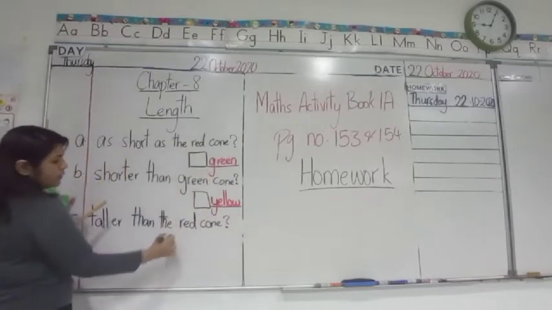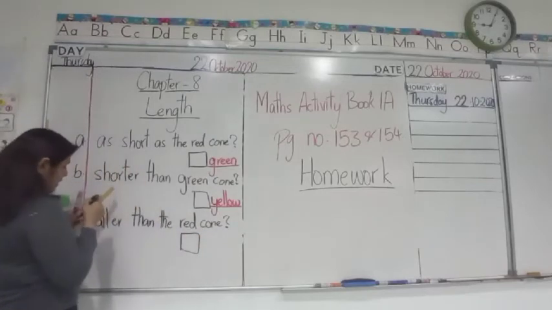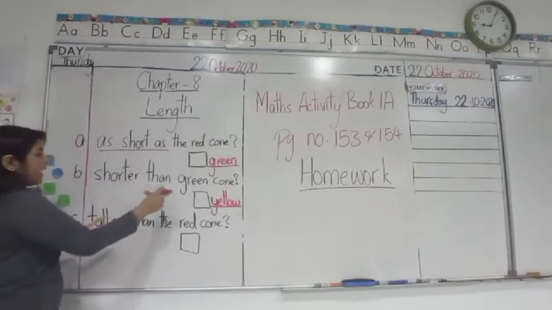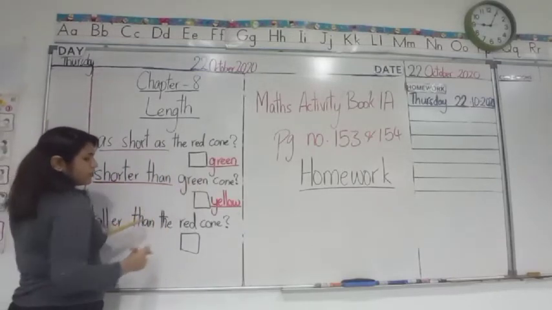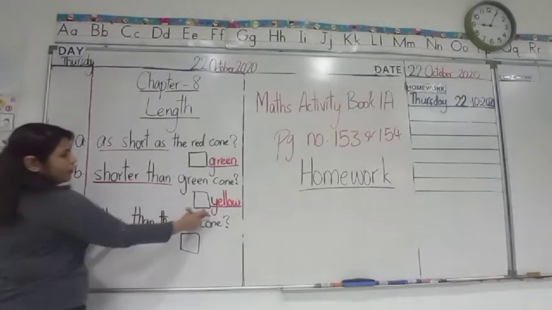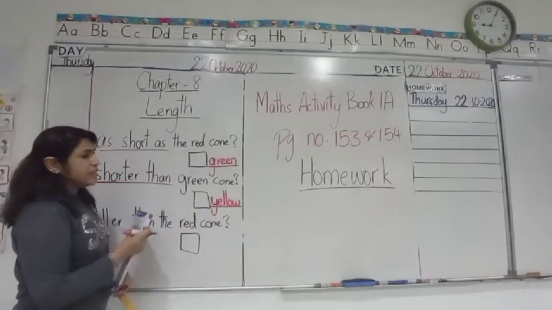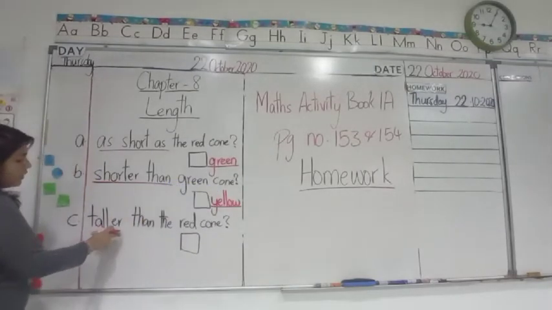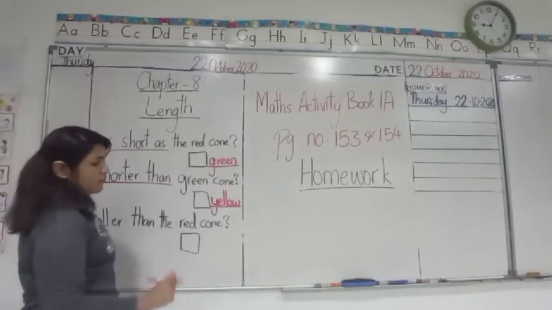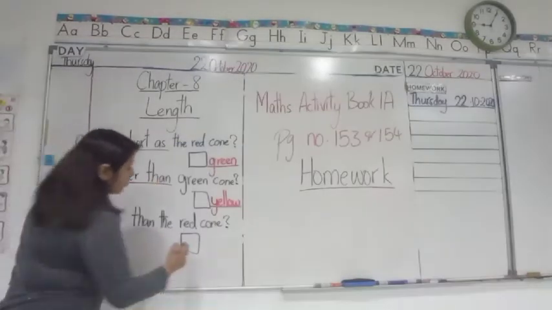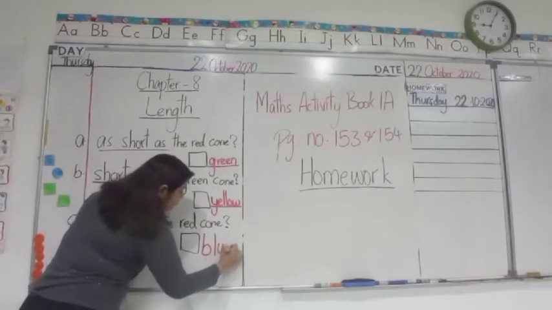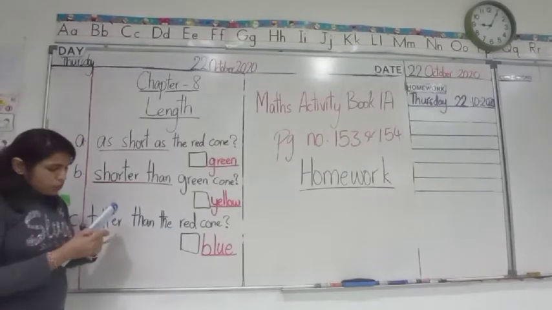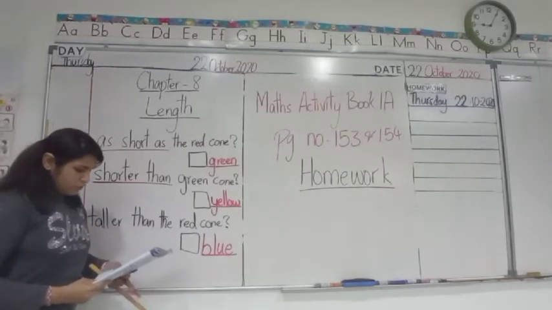Definitely it is not green because red and green are the same height. Okay, yellow is shorter than green. If yellow is shorter than green, it is definitely shorter than red as well. Now, which cone is taller than the red cone? The blue cone. Very good. So write down blue. Copy down the word blue.